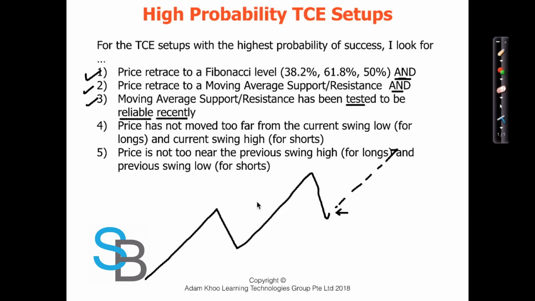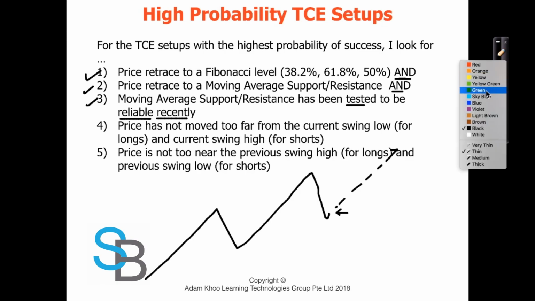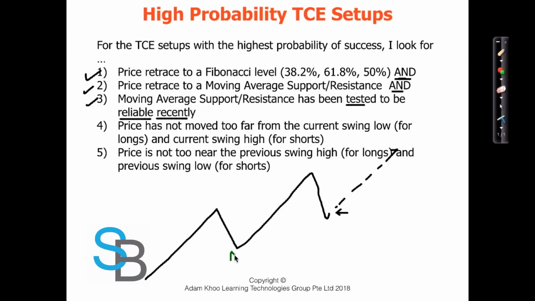So again, let's go through the points. Number one, price is retracing to a Fibonacci level. What that means is, for the impulsive wave, this is A to B, we use the Fibonacci tool, we click A, B, and this level C should be a Fibonacci level. So this should be a 61.8% retracement, or 50%, or 38.2% retracement.